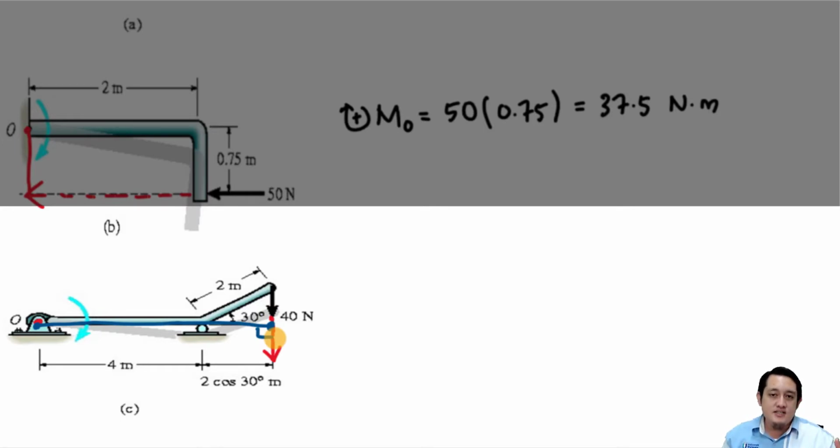Therefore, what is our distance? Our distance is not 4 plus 2 meter. No, okay. It is 4 plus this one. The distance of this one is 2 cosine 30. Don't get confused, so make sure that your distance must be perpendicular with this line of force here.